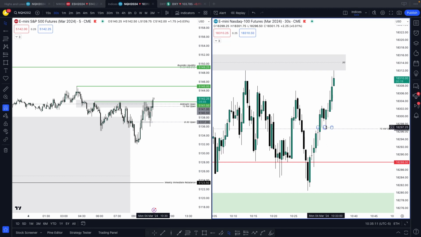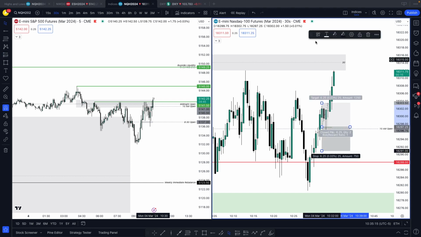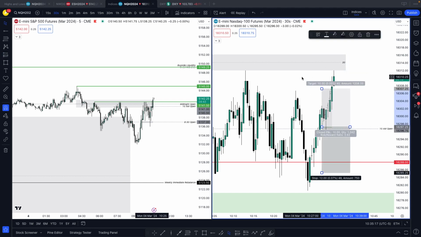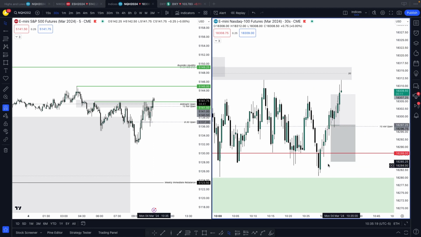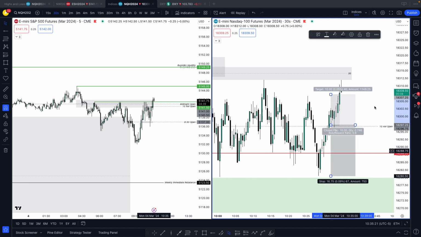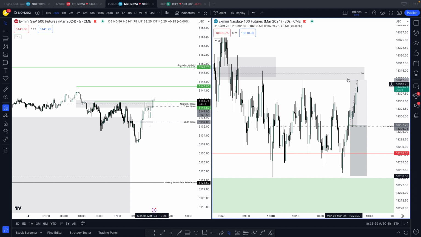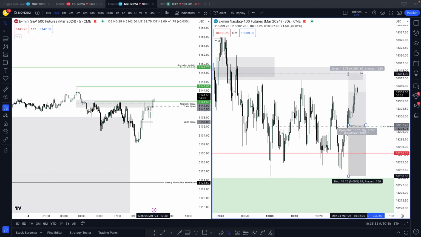That provides the entry, and you can manage the stop the same way using the 12 handles or the swing low. Okay, and then you're reaching for the 30-minute inefficiency. Initially the low end of it, and if you have more than one contract on, then you can reach for the consequent encroachment and the high end of it up here.